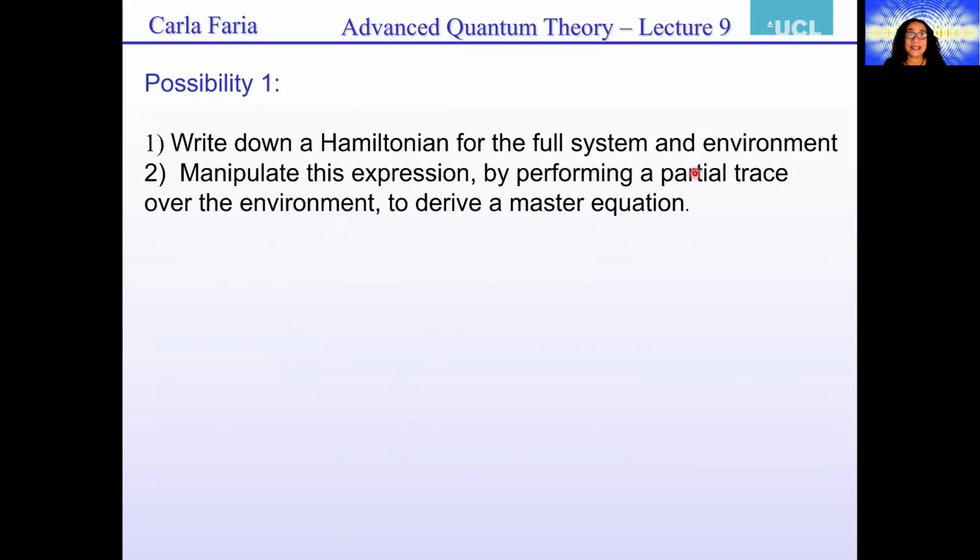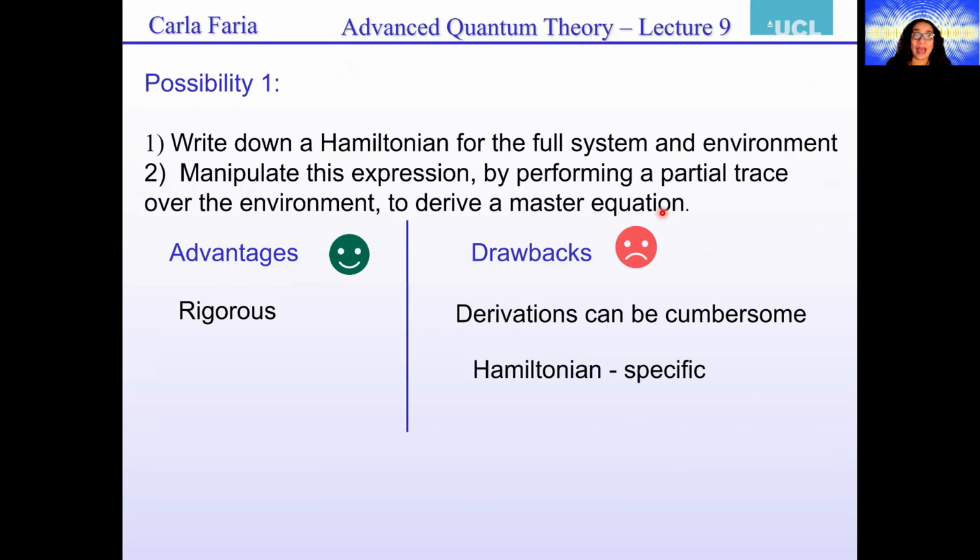And there is one possibility. For instance, we can write down the Hamiltonian for the full system and environment. Then we can manipulate the expression, perform a partial trace over the environment, and then we can derive an equation, which would be the most rigorous way of doing this, because you can say, okay, I consider the system plus environment a closed system, and then I trace out the degrees of freedom which are associated with the environment. However, it can be that you don't manage to do that. So this, I mean, is a key advantage. This would be a really, really rigorous way of doing that.